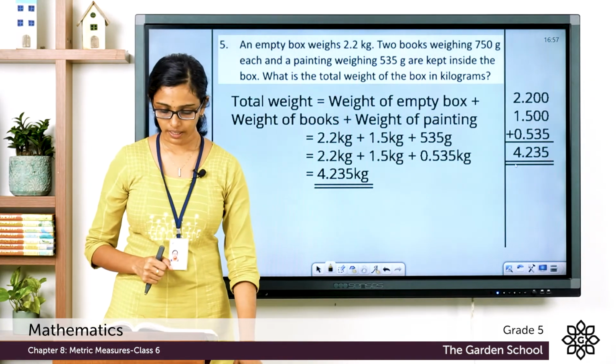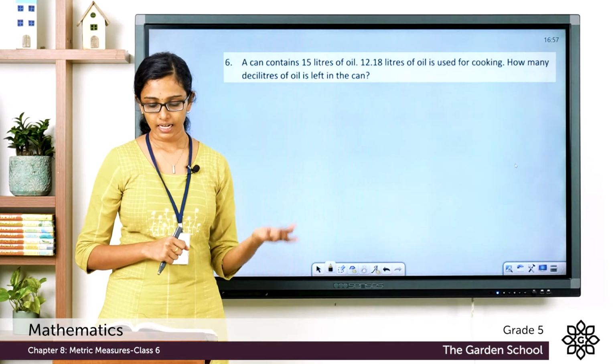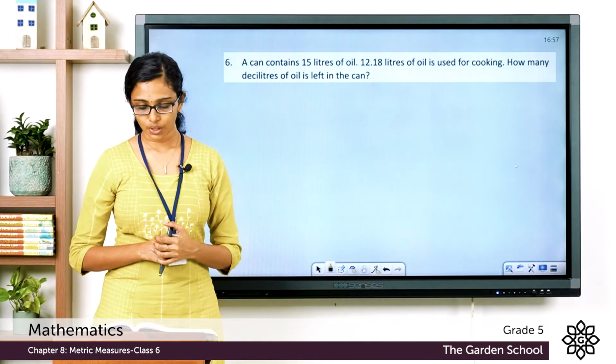Now let's see the next one. Question number 6. A can contains 15 liters of oil.